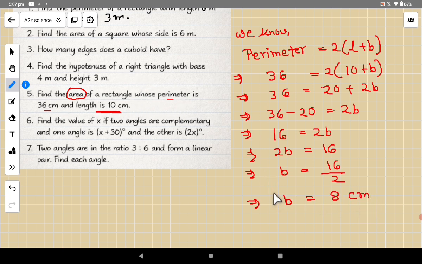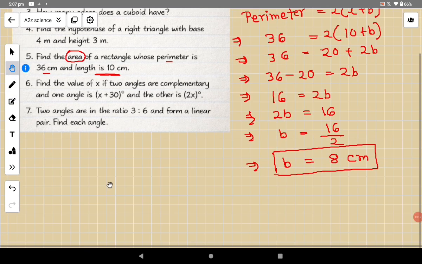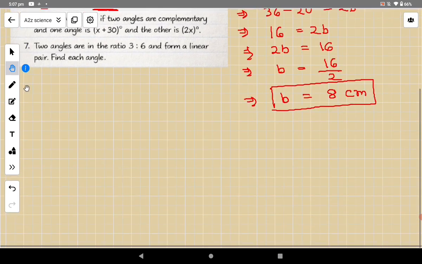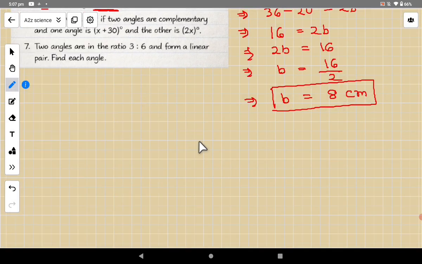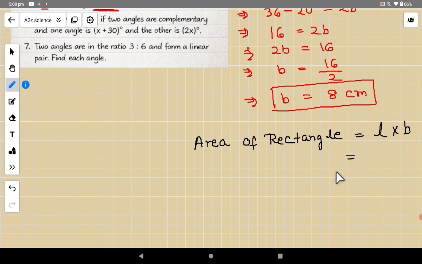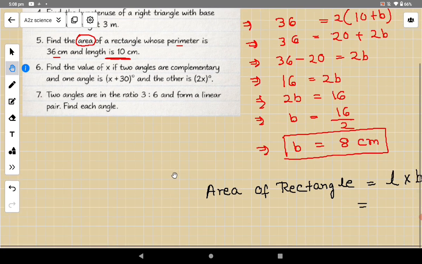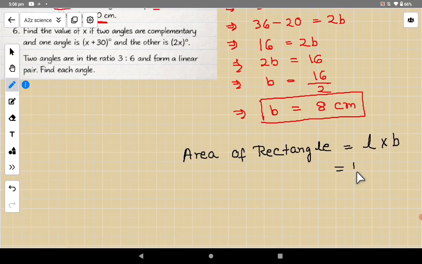So this is the first part, and we have the value of breadth. Now what do we have to do? We have to find area. Now we can easily calculate the area. Area of rectangle, that we know, is length into breadth. Length is already given, 10 centimeter, and breadth is 8 centimeter. So if I multiply, we get 80 centimeter. Done.